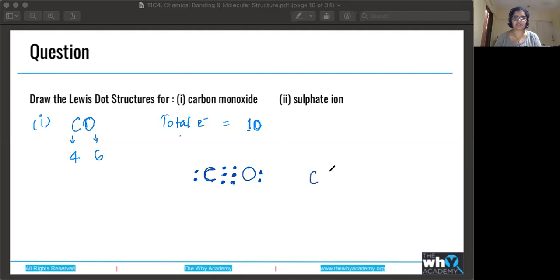It can be written this way. So this would be the Lewis structure for carbon monoxide. That's exactly what you do. You take all of the electrons together. If it's a cation, positive charge means there is a deficiency of electrons, which is why the positive charge came. So you need to subtract that many electrons, however much the charge is.